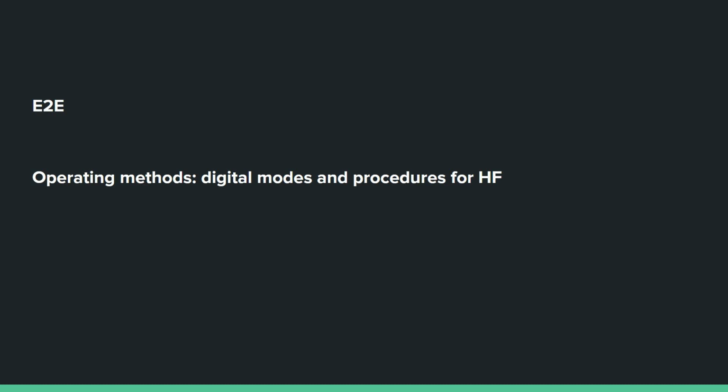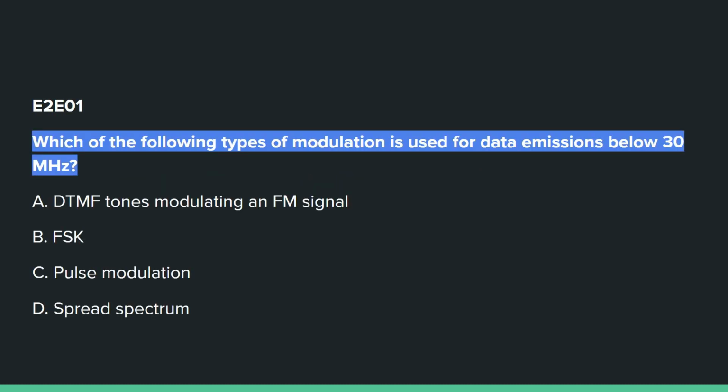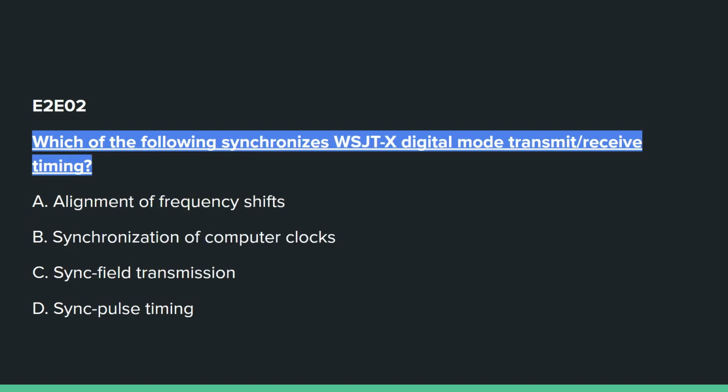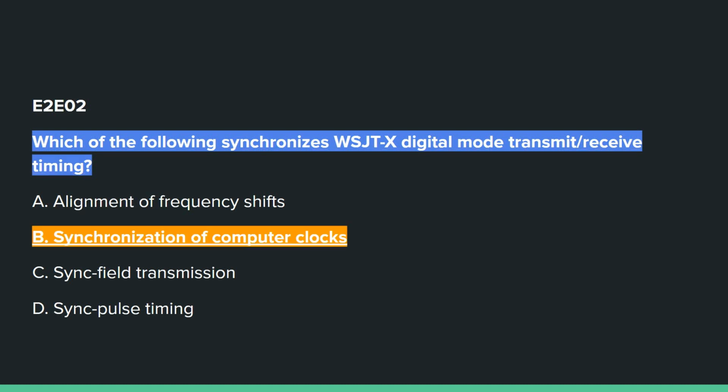E2E, operating methods, digital modes, and procedures for HF. E2E01, which of the following types of modulation is used for data emissions below 30 MHz? B, FSK. E2E02, which of the following synchronizes WSJT-X digital mode transmit and receive timing? B, synchronization of computer clocks.